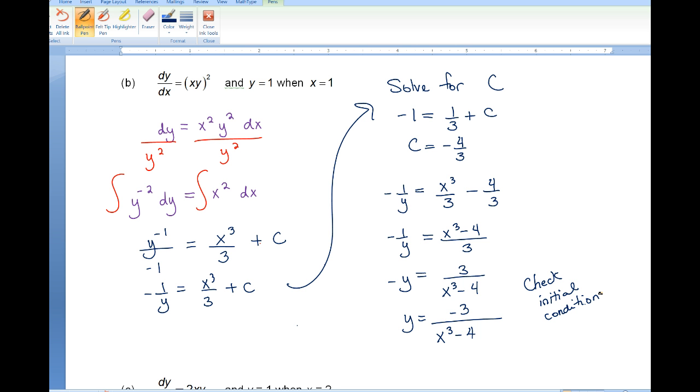Just a quick note here, the domain: you're going to end up with vertical asymptotes. I'm not going to worry about that so much for you guys. I'll be okay if you get it to this point, we're good.